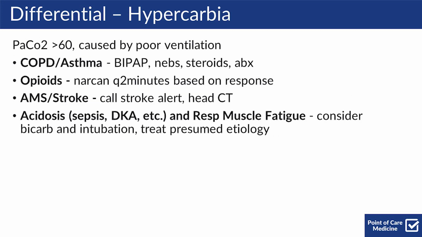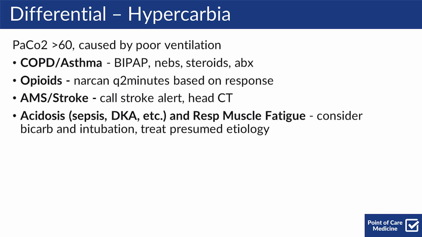For the differential of hypercarbia, which again is PaCO2 over 60 and is caused by poor ventilation, you should be thinking about COPD or asthma, especially if the patient has an underlying diagnosis. You can treat this with BiPAP, nebulizers, steroids, and in some situations, antibiotics. If you're worried that the patient has taken opioids or is overdosed, you can give Narcan every 2 minutes based on their response.